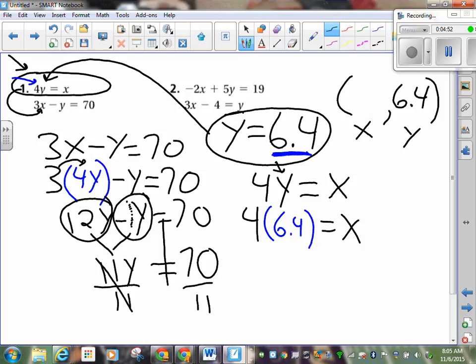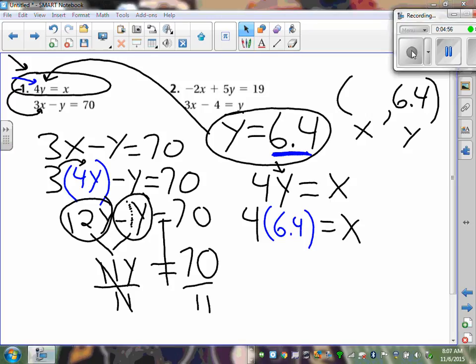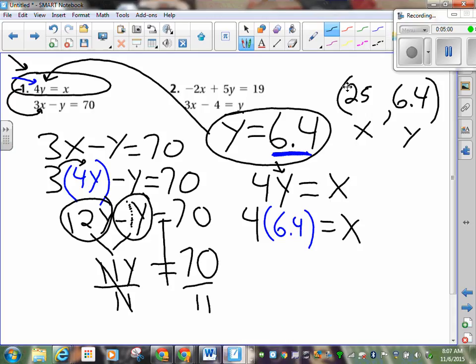In your calculator, go ahead and tell me what that equals. And the answer, 25.6. 25.6 equals x. Here we go. Final answer.